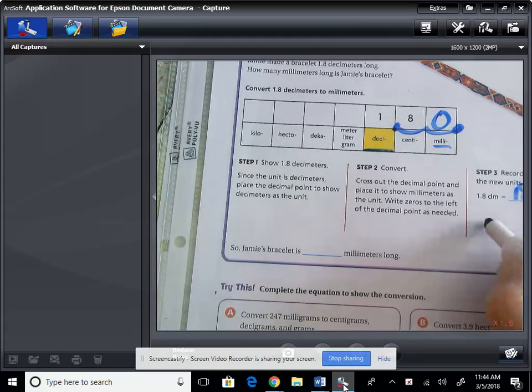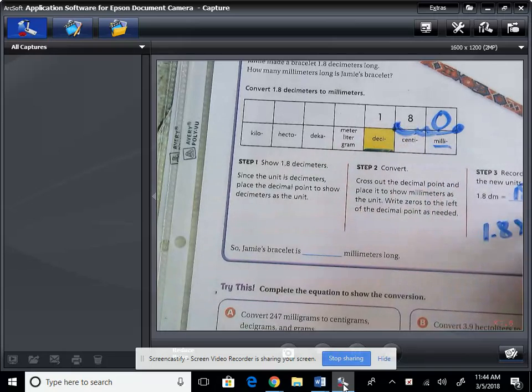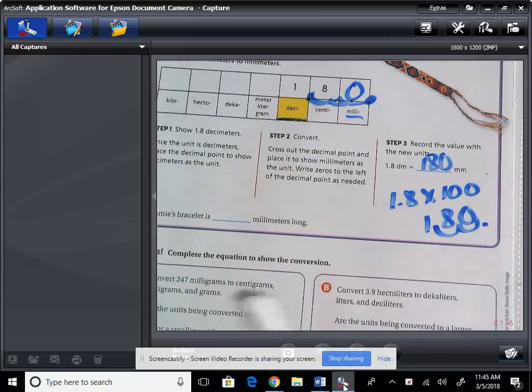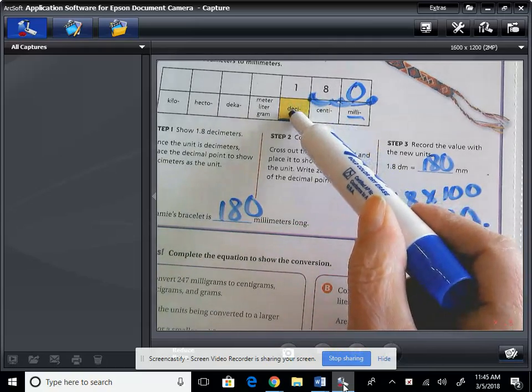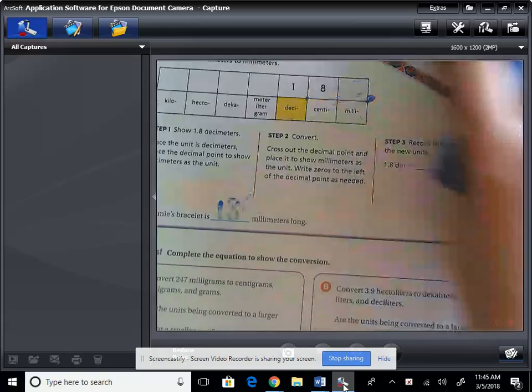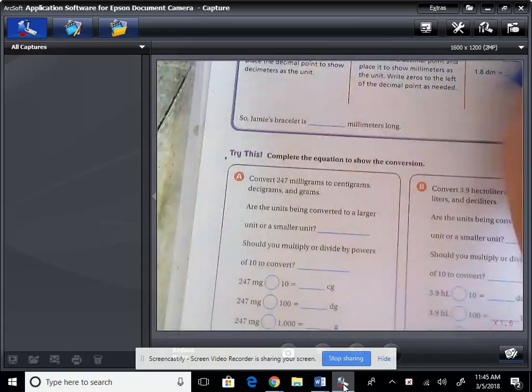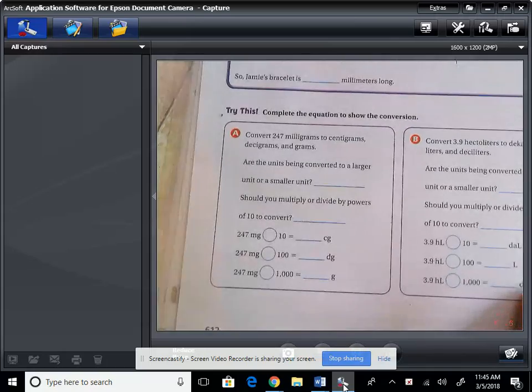So really what we did is take 1.8 times 100, 2 places. We have 1.8. We move it 2 spots. We're at 180. So we know it's 180 millimeters because we went from larger to smaller, so we multiply. Okay? I love doing metric because if we remember our decimals, when we did our decimals and we're moving the place value by powers of 10, it's a lot easier.